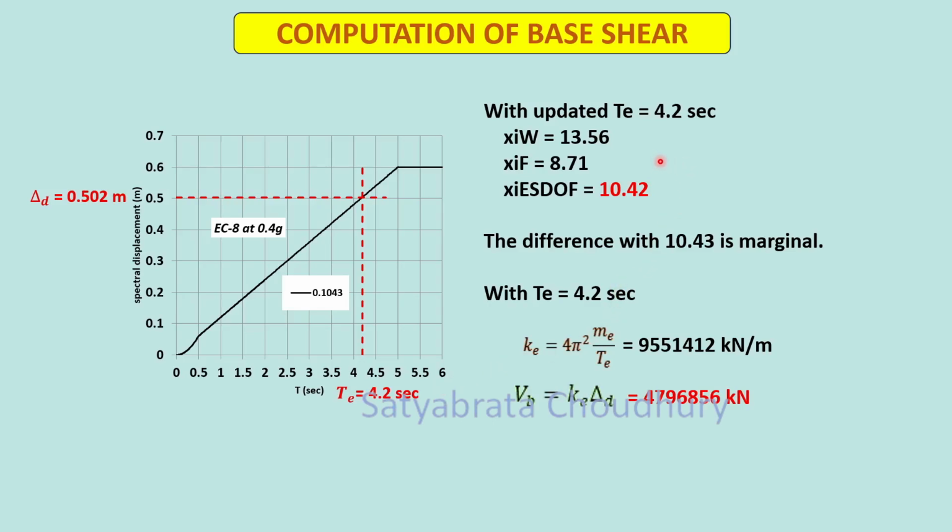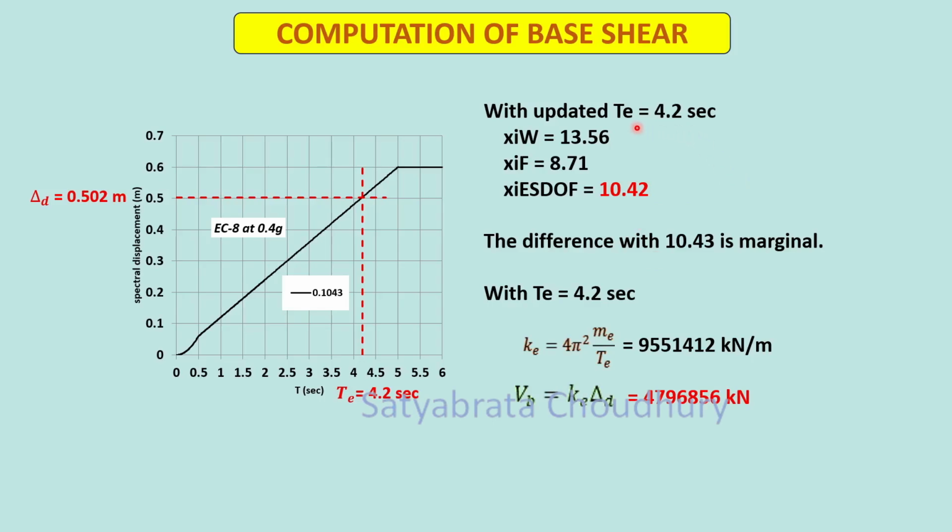So in these calculations, in place of T trial, you put this T value, 4.2 seconds, in the previous formulae of xi wall, then xi frame and xi equivalent single degree of freedom system. With all these similar calculations, it is now coming out as 10.42% damping in the equivalent single degree of freedom system. Earlier, if you remember, it was 10.43. It is shown here also. So the difference is marginal, so we shall not make any further iteration.